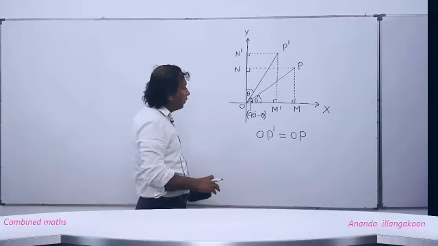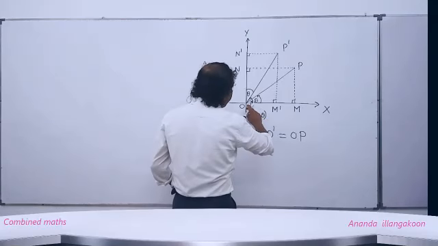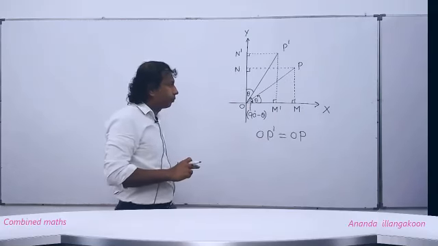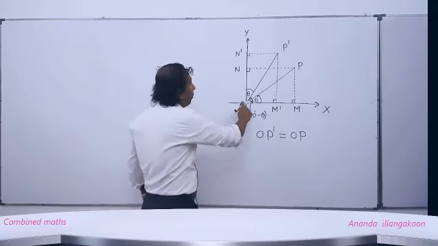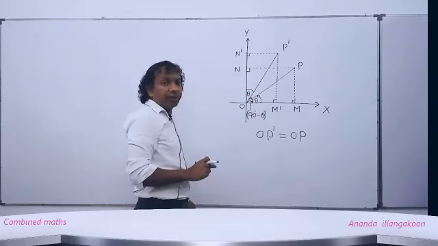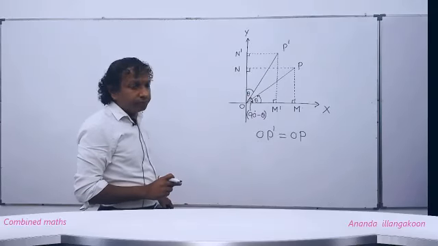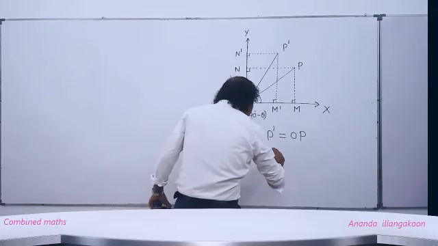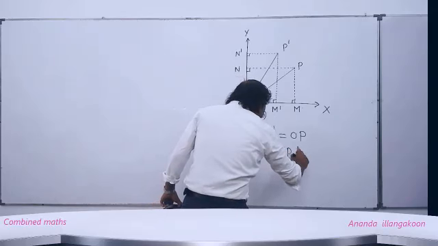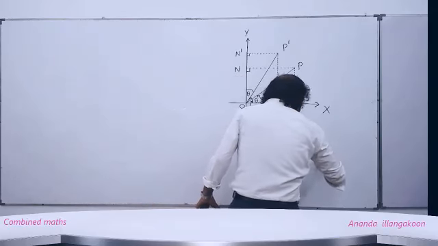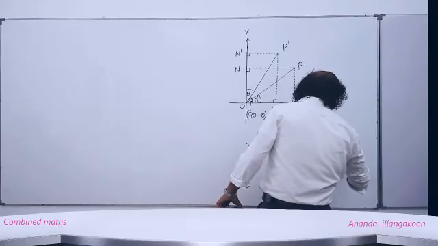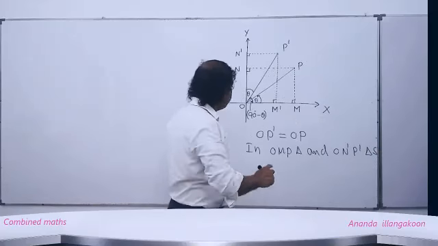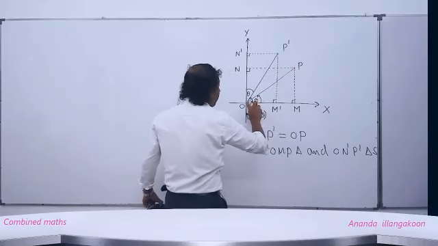And you know, people, OMP is a right angle triangle. OP dash N dash is also a right angle triangle. Now you can write, in triangle OMP and triangle ON dash P dash, this triangle and this triangle.